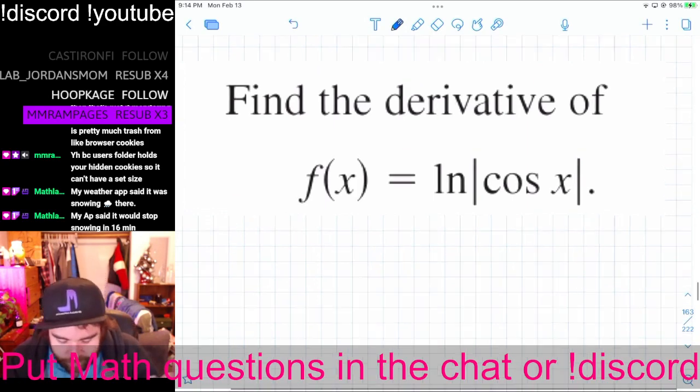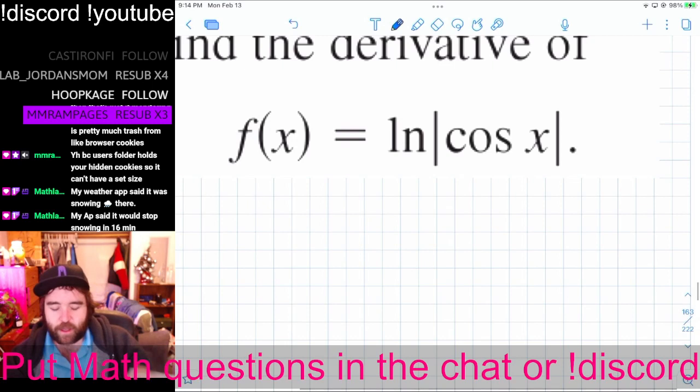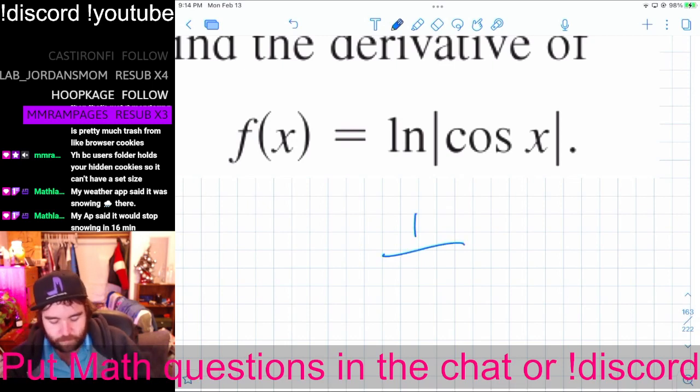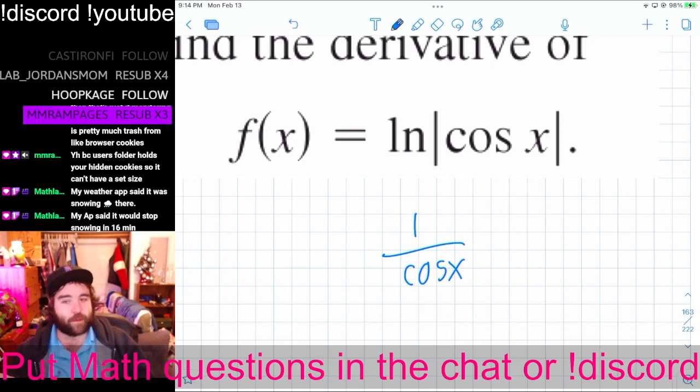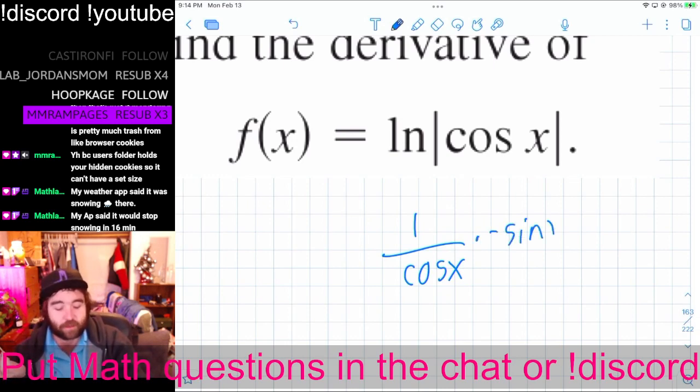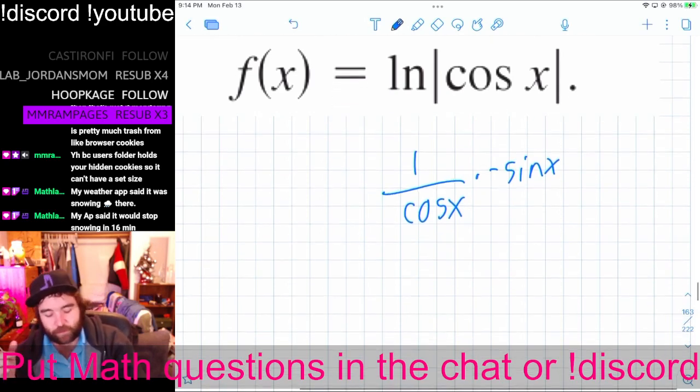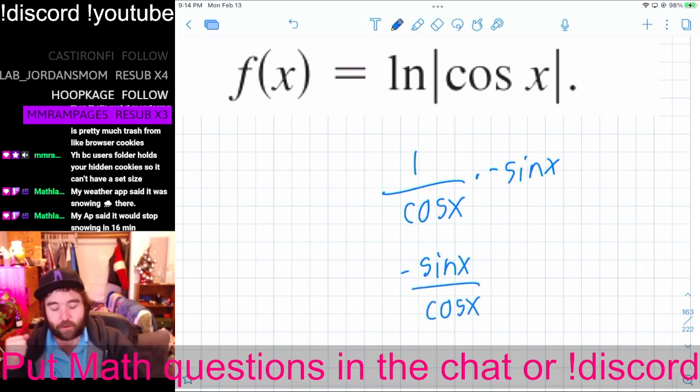We'll see. Let's go. So what's the derivative of this? It's 1 over the inside, which is cosine of x, and then multiplied by the derivative of cosine x, which is negative sine of x. So what does that leave us with? That leaves us with negative sine of x over cosine of x.